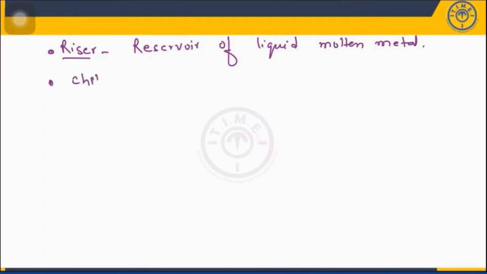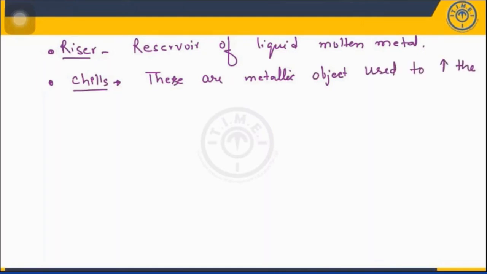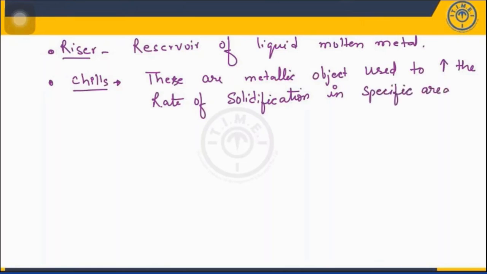Now the next thing is, what do you mean by chills? Chills are basically metallic objects which are used to increase the rate of solidification in some specific area. What does it mean? For example, let us suppose the core will be at this kind of cross section.